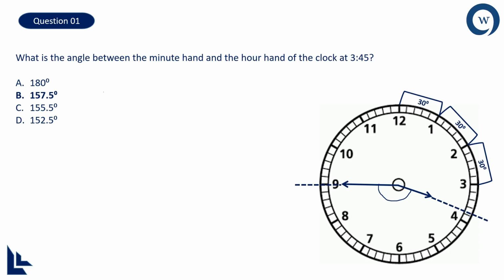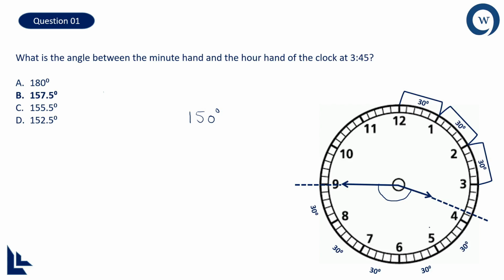How will you count? From 9 to 8, it is one segment, right? One segment means it is 30 degree. 8 to 7 again 30 degree. 7 to 6 it is 30 degree. 6 to 5 it is 30 degree. 5 to 4 again 30 degree. Now a total of 150 degree is done.